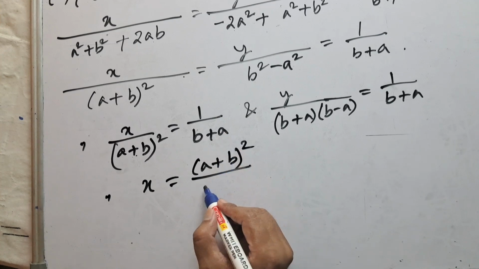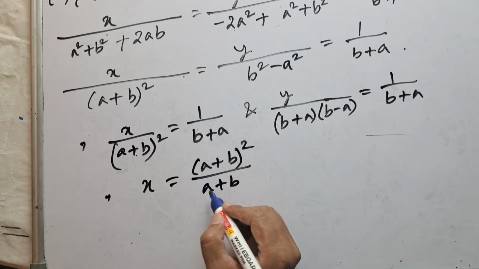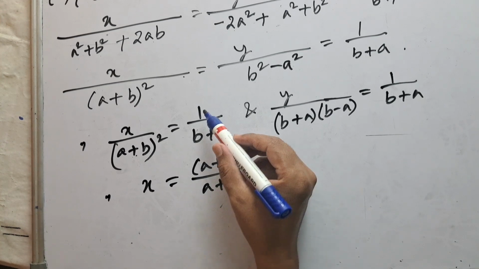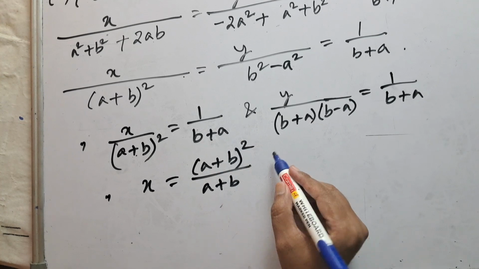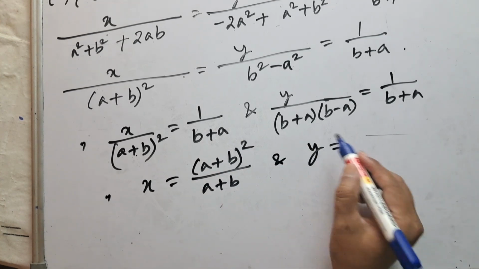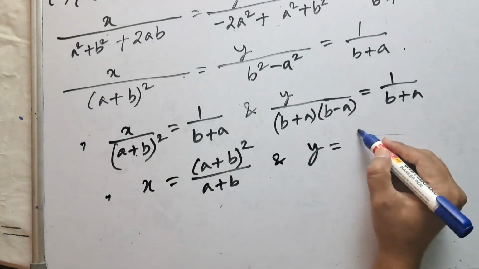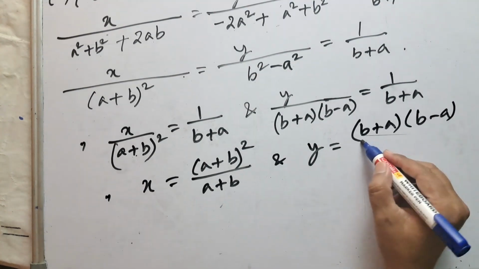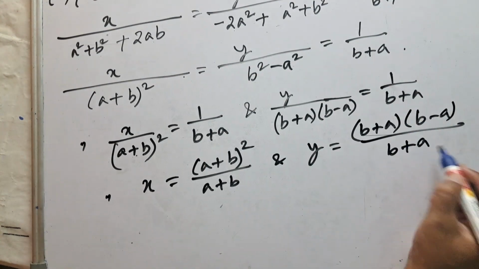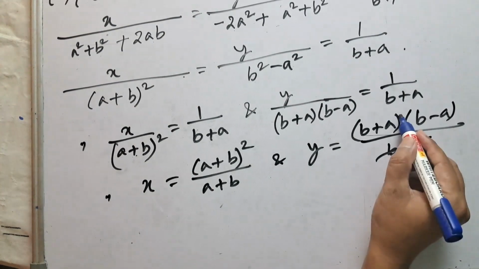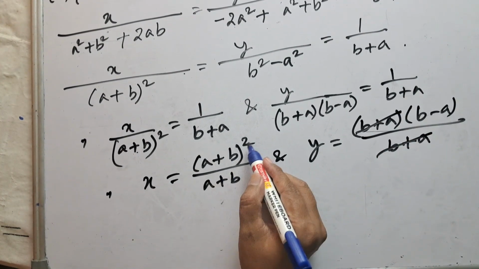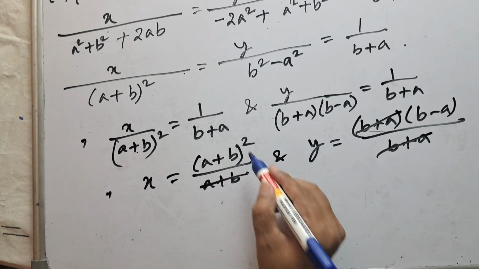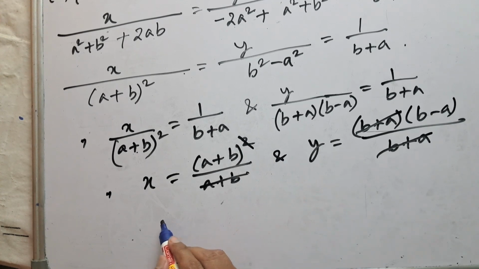So b plus a can be written as a plus b. b plus a and a plus b are the same thing, okay. 2 plus 3 equal to 5, 3 plus 2 equal to 5, same thing, isn't it? So b plus a can be written as a plus b, and y equal to, let's cross multiply this number with 1, we get b plus a into b minus a, and in the denominator we have b plus a, isn't it? So we cancel this b plus a and b plus a. Here we have a plus b whole square, here we have a plus b in the denominator as well, isn't it? So we can cancel a plus b and a plus b from here also.